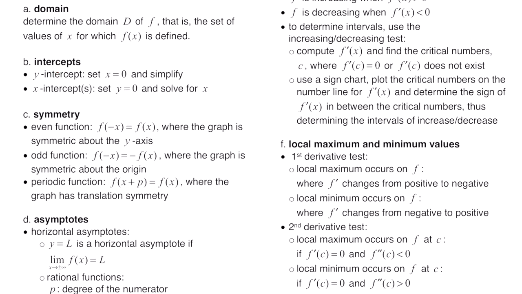Next, you have intercepts. To find your y-intercept, you're going to set x equal to 0 and then simplify. To find your x-intercepts, you're going to set y equal to 0 and then you solve for x.